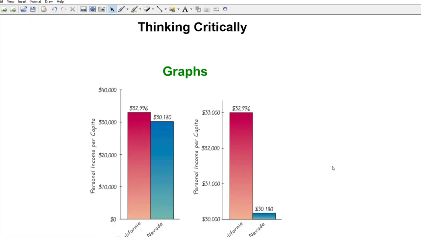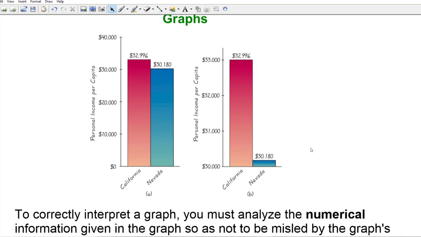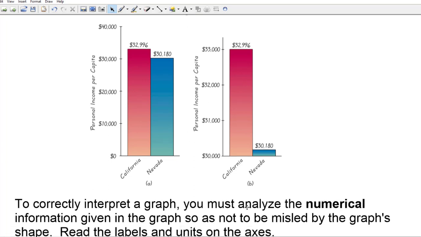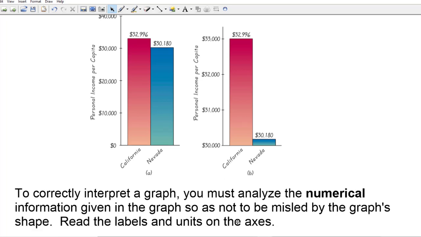All right, so if we look at graphs and how to think critically about graphs, here's a graph. To correctly interpret a graph, you must analyze the numerical information given in the graph so as not to be misled by the graph shape. Read the labels and units on the axis. So to the left here, we have California, Nevada. And then on the y-axis, you have the personal income per capita.